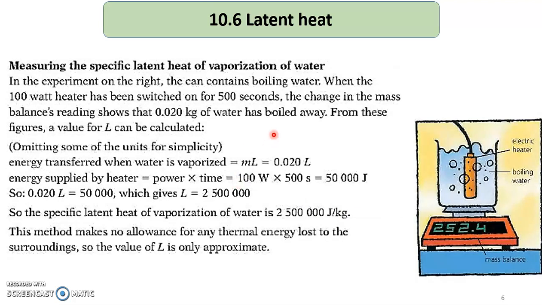The same applies for latent heat of vaporization. This step is the same to get the specific latent heat of vaporization. If you look at here, latent heat of vaporization is bigger compared to latent heat of fusion. So it means that we need more energy to change the state of a liquid to gas compared to changing the state of a solid to liquid.